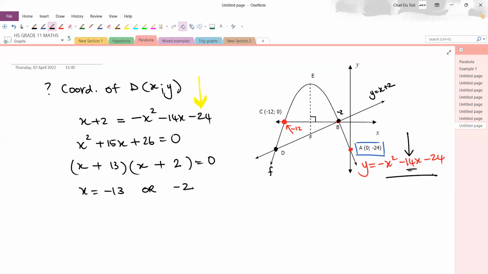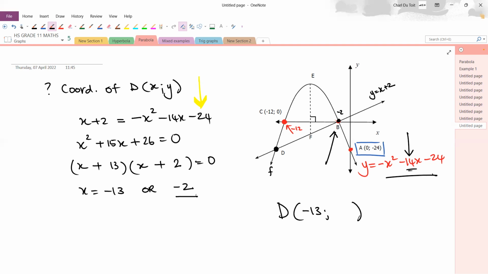Now look at this. The one point where the two graphs intersect is at an x value of -2. So the b is already taken. So the x value at d can't be -2. The x value at d must be -13. See that? It's just after -12. So I can get the y value there. The y values are the same for both graphs.